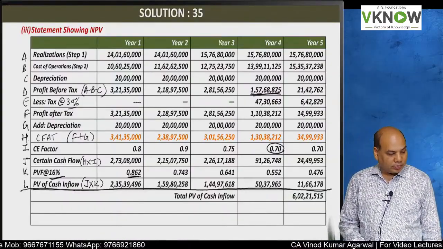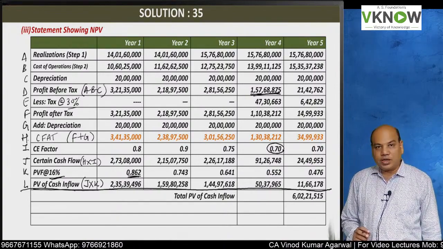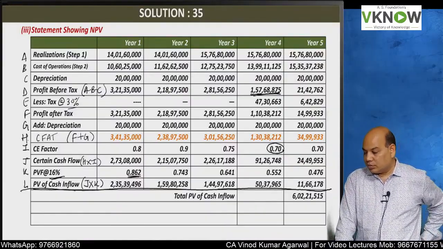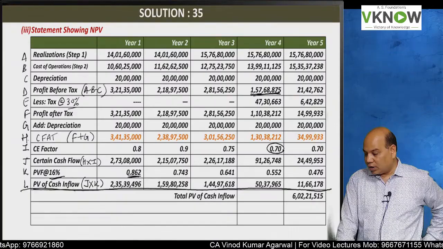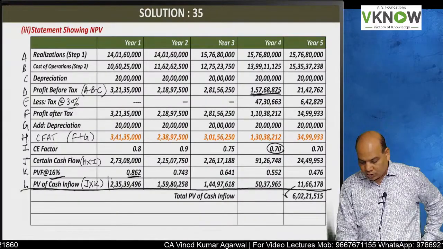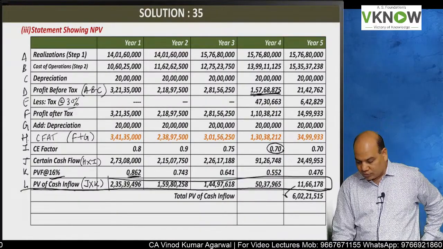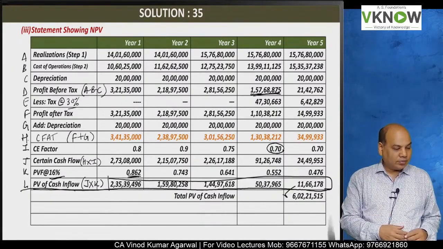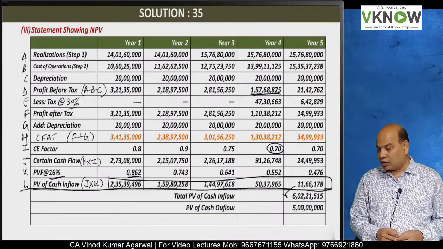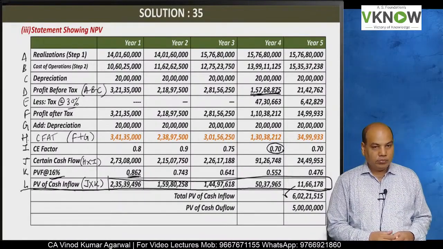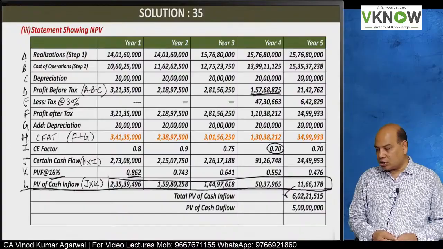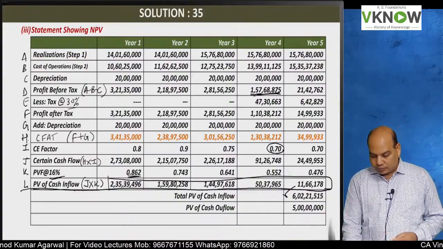And now below the table, write down total PV of cash inflows. 6 crore 2,21,515. Wait a minute. First you confirm that this total is equal to this amount. Memory recall. Confirm please, then I'll go ahead. This is right. Very good. Less PV of cash outflow, 5 crore.